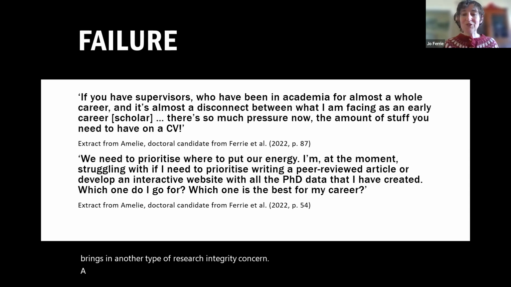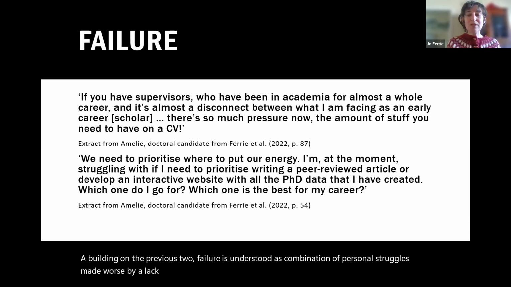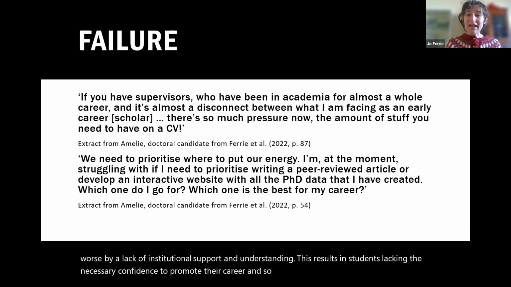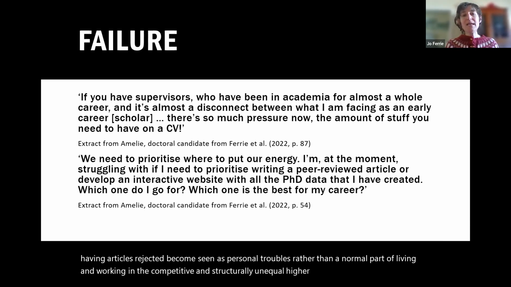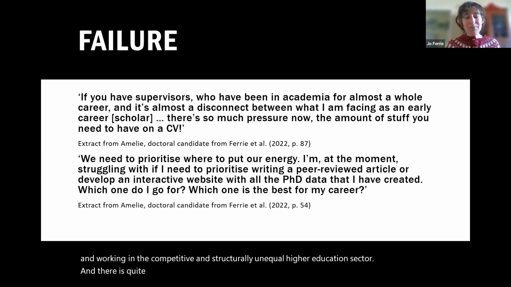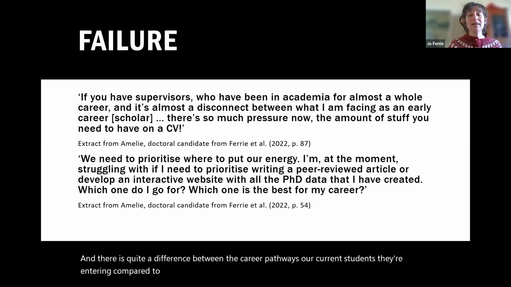And building on the previous two, failure is understood as a combination of personal struggles made worse by a lack of institutional support and understanding. This results in students lacking the necessary confidence to promote their career, and so failures, a lack of grant funding or having articles rejected, become seen as personal troubles rather than a normal part of living and working in the competitive and structurally unequal higher education sector. And there is quite a difference between the career pathways our current students are entering compared to the one that I was entering as I was finishing my PhD.